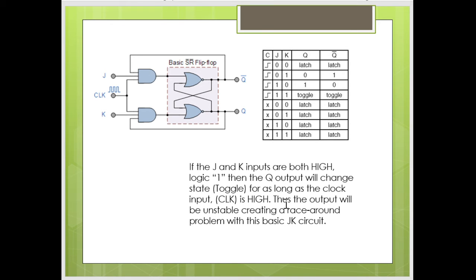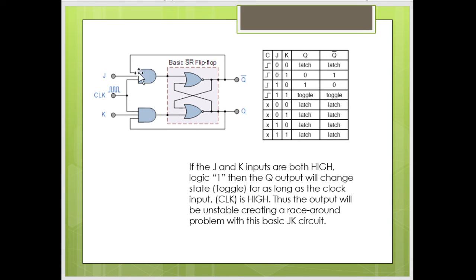Okay, the output would remain unstable, creating a race around condition, which has been eliminated in the JK flip-flop, which is a conversion of the RS flip-flop. Okay, we can see if J is 0 and K is 0, both are 0, we still have 0 appear at the AND gate, as any input 0 in an AND gate will give the output as 0. We know if any input of an AND gate is 0, then the output is 0. This is the statement of the AND gate.